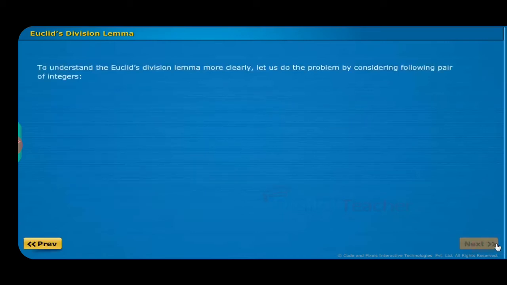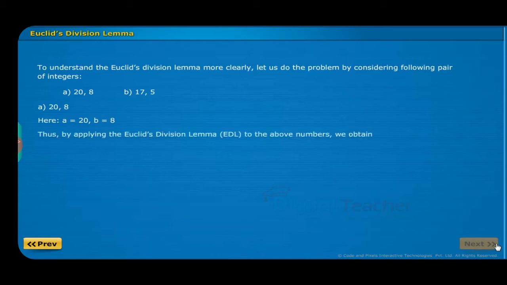To understand Euclid's division lemma more clearly, let us do the problem by considering the following pairs of integers: 20 and 8, and 17 and 5. Consider the first pair, 20 and 8. Here A is equal to 20, B is equal to 8. Thus, by applying Euclid's division lemma, EDL, to the above numbers, we obtain as follows.